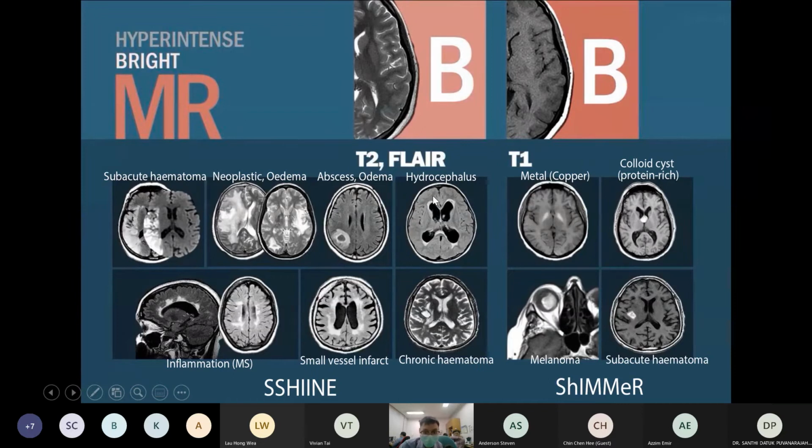So you can see the bright periventricular lesion here. And inflammation like demyelination, MS, NMOSD, usually will appear bright at the subcortical region. And then small vessel disease as well in the periventricular area, and chronic hematoma. I will discuss the acute, subacute, and chronic intracranial bleed later. But basically, these are all the common pathologies that will appear bright.